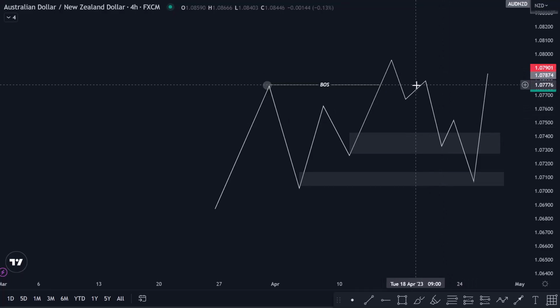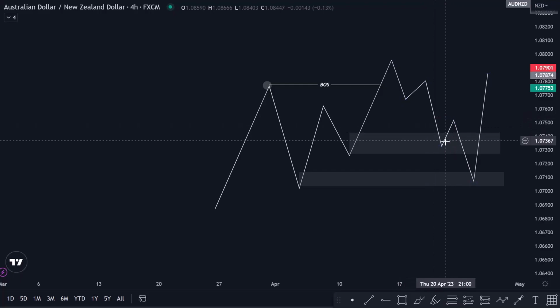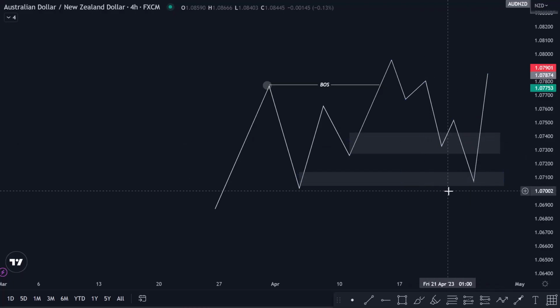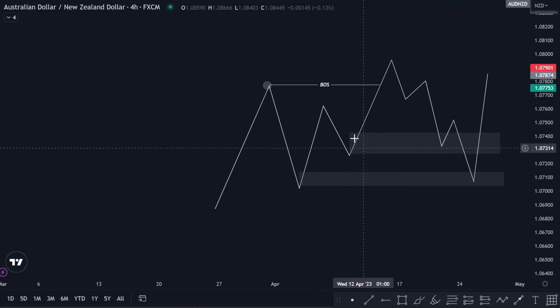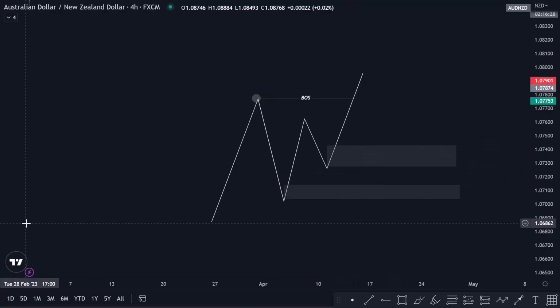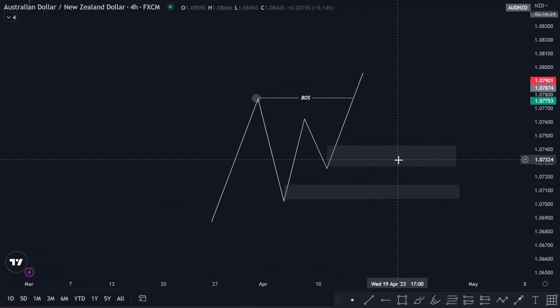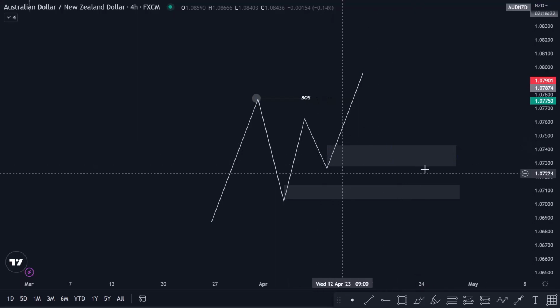Even people with a lower time frame entry, when price gets here, will switch to the lower time frame. They may see a change of character. Price will go down. They may enter here, and they are still out of the position because this is clearly an inducement. There is only one time that this inducement will work, and it's not an inducement anymore. It's a valid order block.